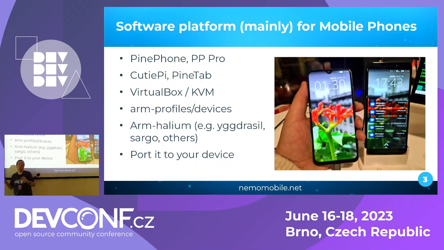Some people were trying to run this distribution on Android devices, or they are using the Halium layer, which allows running the distribution on an Android device. On the picture you can see the Volla Phone. The code name is Yggdrasil. I have seen some Xiaomi Redmi devices and others. If you are interested, you may try your own device, but it's more work to do.